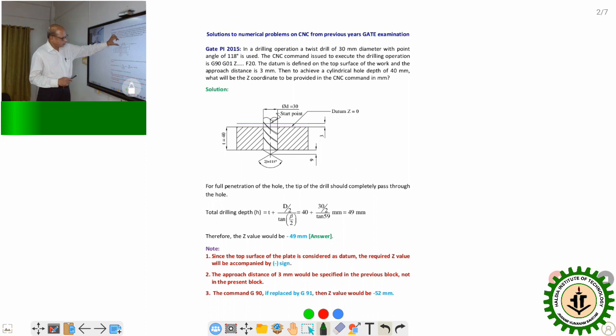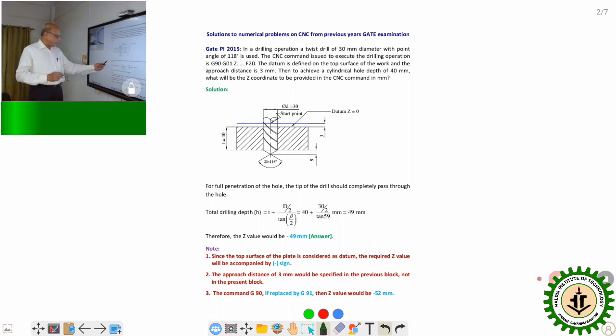This is the starting point, which I have shown at the junction of the center point. So this 3 millimeter is kept at the beginning. The depth of the hole is 40 millimeter, shown by the thickness of the plate, and for the full penetration, this additional amount we ought to calculate. That is the most fundamental part of this particular problem.